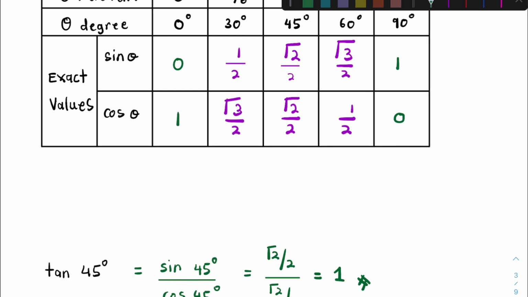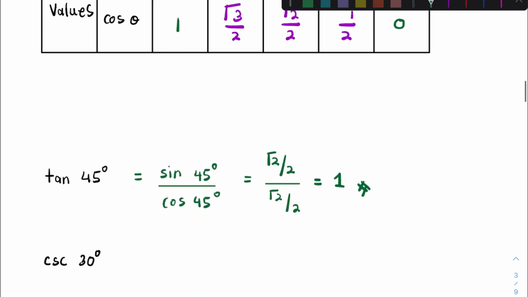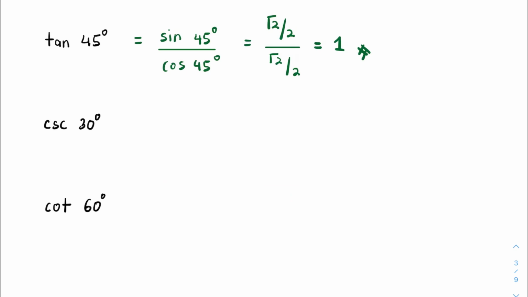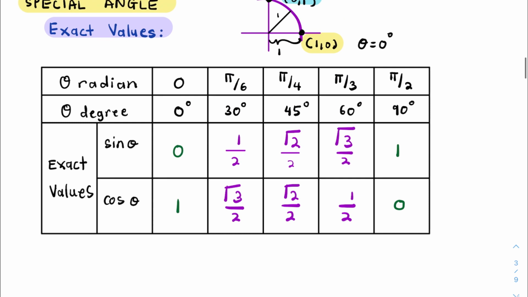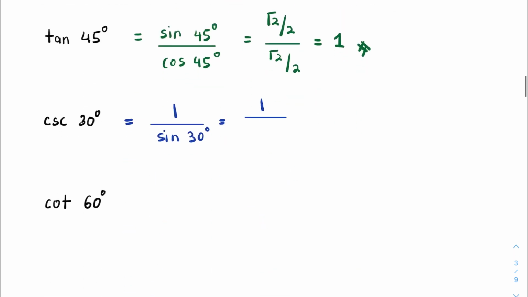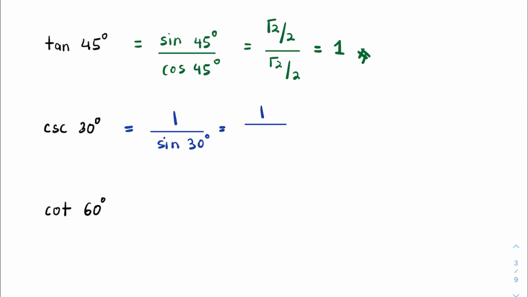That is the exact value. Now the second one: what is cosecant 30 degrees? Cosecant 30 is 1 over sine 30 degrees. Either you memorize it or list it out, sine 30 degrees gives half. Substituting into the equation, sine 30 is half, so this is 1 over half, which gives 2. So straight away you get the answer.